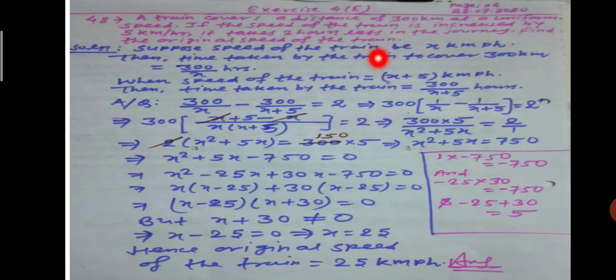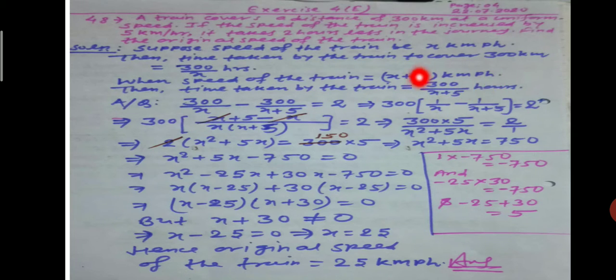So let us suppose the original speed of the train be x kilometer per hour, then time taken by the train to cover 300 km is equal to distance by speed, that is 300 by x hours. When the speed of the train is increased by 5 km per hour, then the new speed of the train will be x plus 5 km per hour. Then time taken by the train will be equal to 300 upon x plus 5 hours.